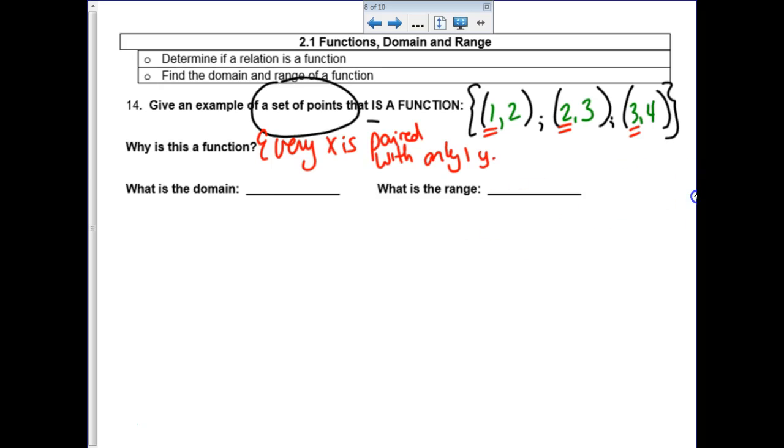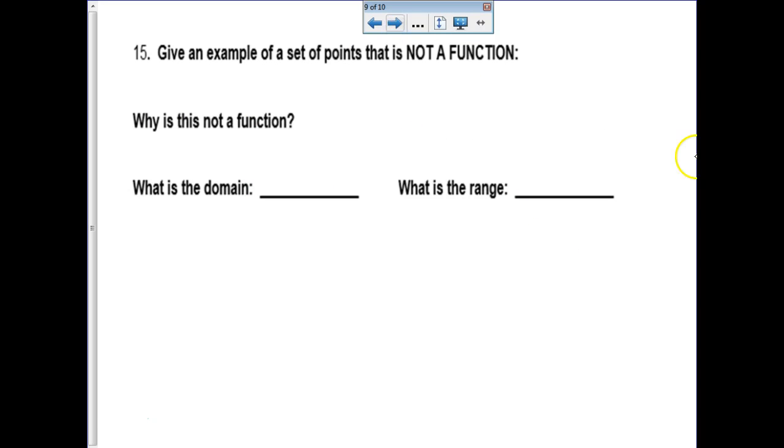So what is the domain? You're just going to list your x values. This is not a continuous function. So if you want to get real fancy, you can put set brackets. But you'll list out 1 and 2 and 3, all of the x values. And then for the range, you're going to list out all the y values. So 2 and 3 and 4. It doesn't matter what order you go in. I like to put them in numerical order.